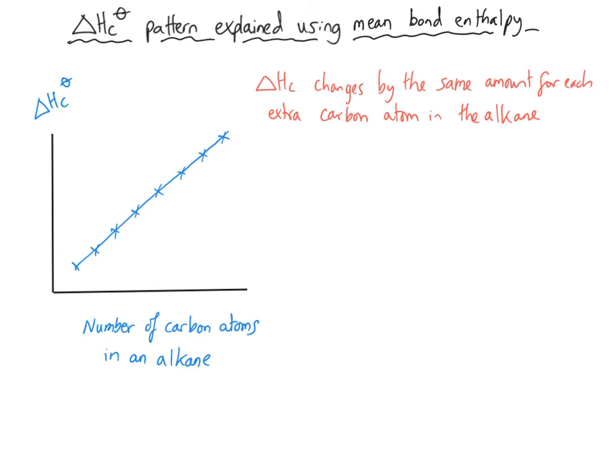And this makes sense because for each extra carbon atom that you add into the chain, we add an extra 2 hydrogen as well, and we add an extra 2 carbon to hydrogen bonds, and we also add an extra carbon-to-carbon bond for the bond between the new carbon and the last one in the chain, as was before. So we've added 3 additional bonds, and when you burn this alkane, that means there's 3 additional bonds to be broken.